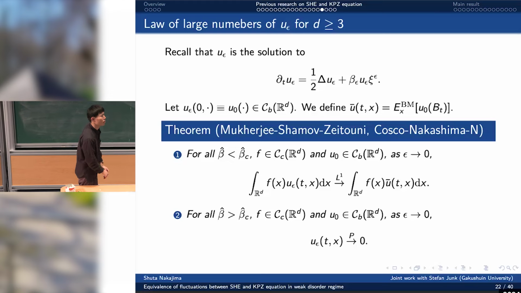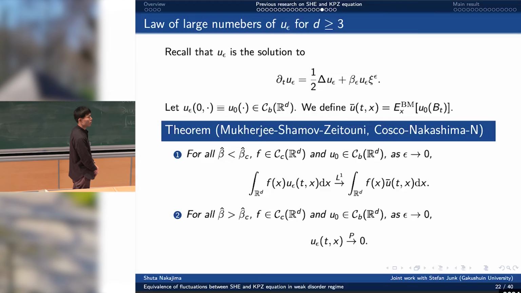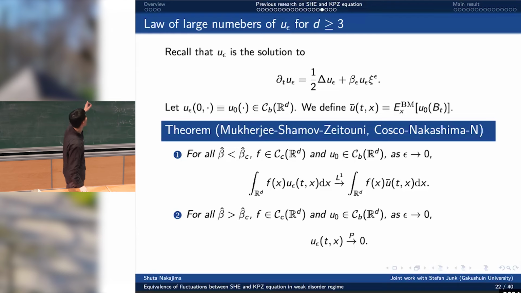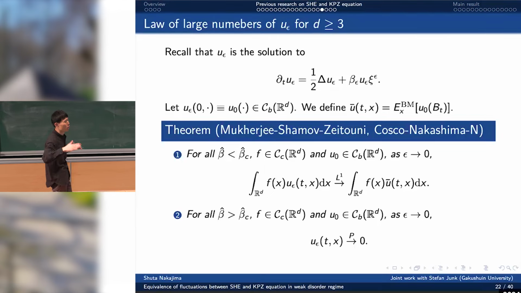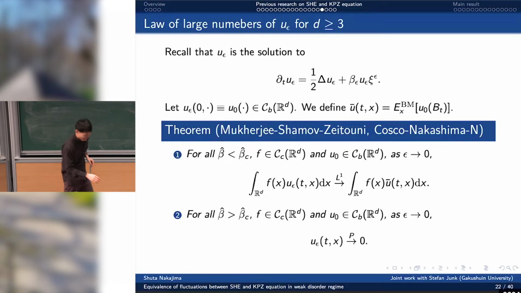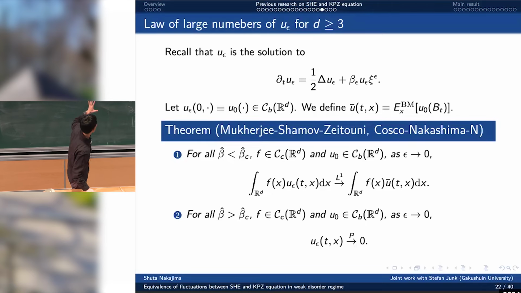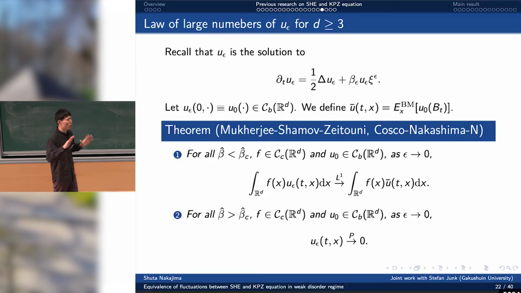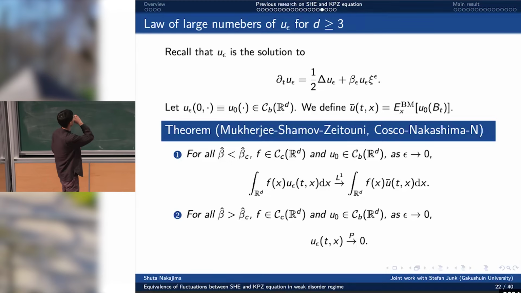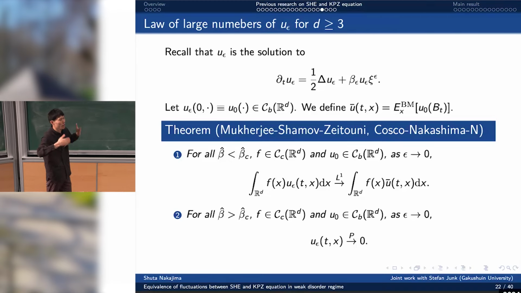So just to make sure, u bar is Edwards-Wilkinson, or just the Brownian motion without interaction? That's what you wrote. And this one? Yes, u bar is not Edwards-Wilkinson. This is just a deterministic function, and in the next slide Edwards-Wilkinson will appear. Okay, this is a kind of law of large numbers, not fluctuation, because u epsilon is just a partition function.